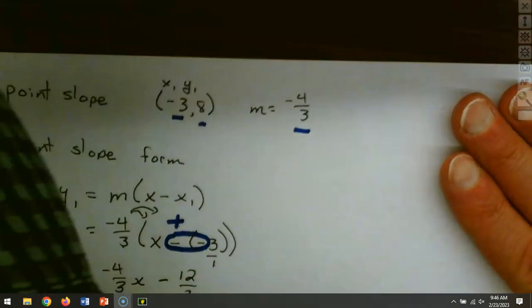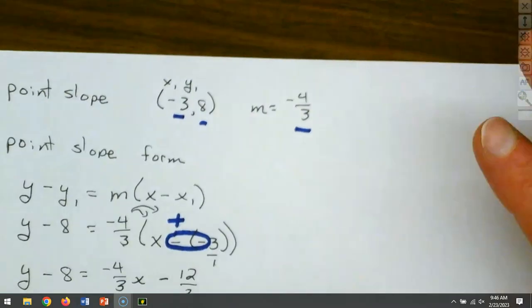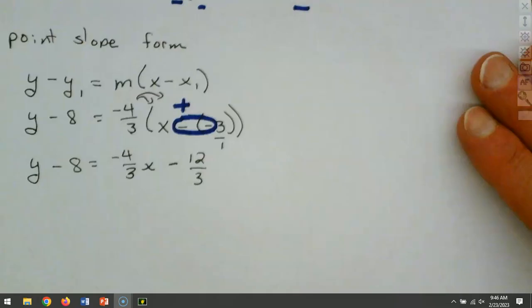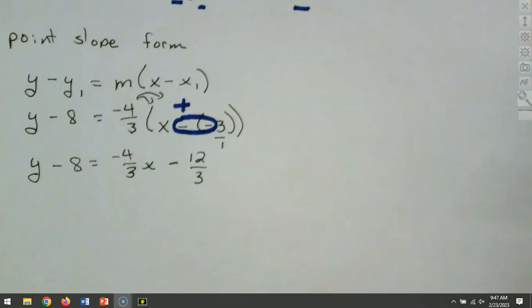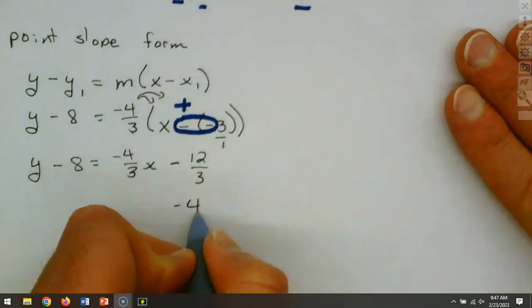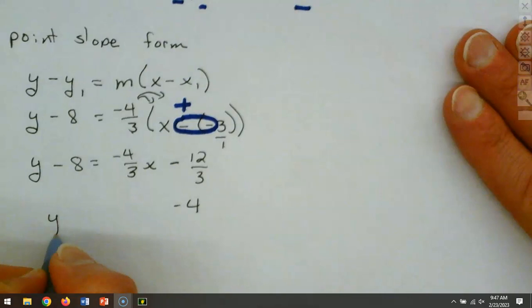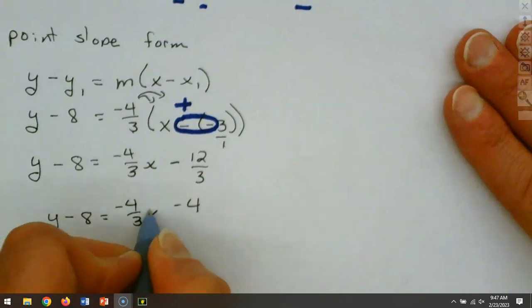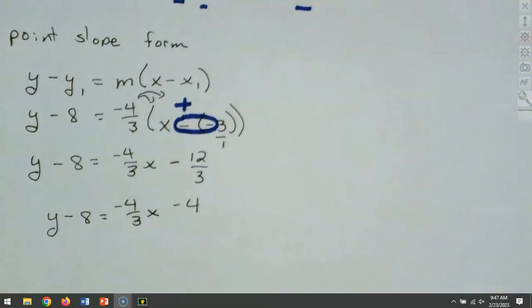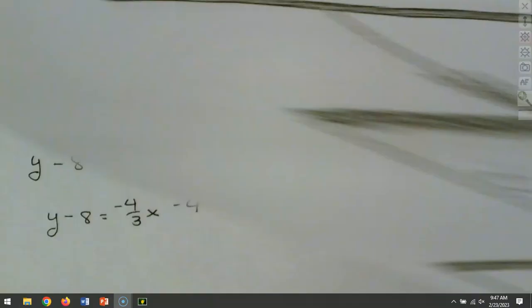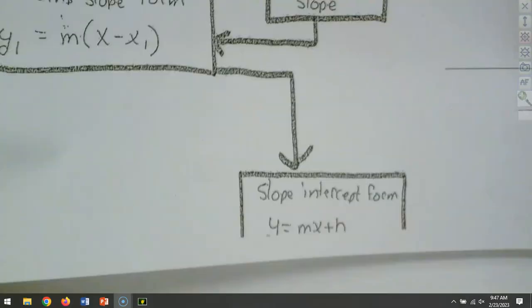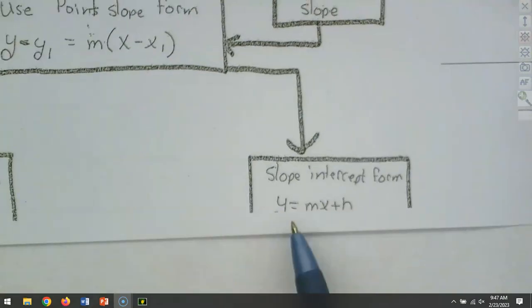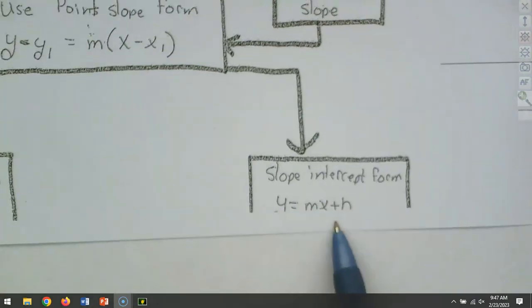Now, always try to reduce down because you may not have to clear the fractions. Well, minus 12 over 3, that reduces down to a minus 4, doesn't it? Now, we don't have to worry about getting rid of the fractions because what do we want? We want this in slope-intercept form. And what does slope-intercept form look like from our chart? Well, slope-intercept form is y equals mx plus b.